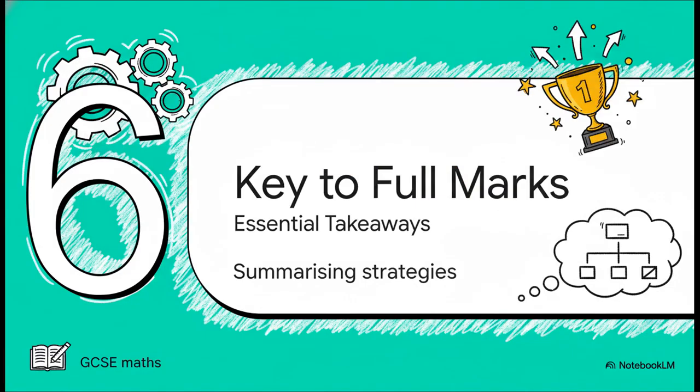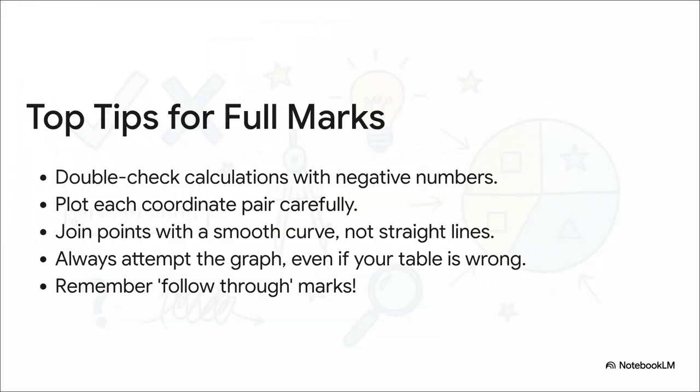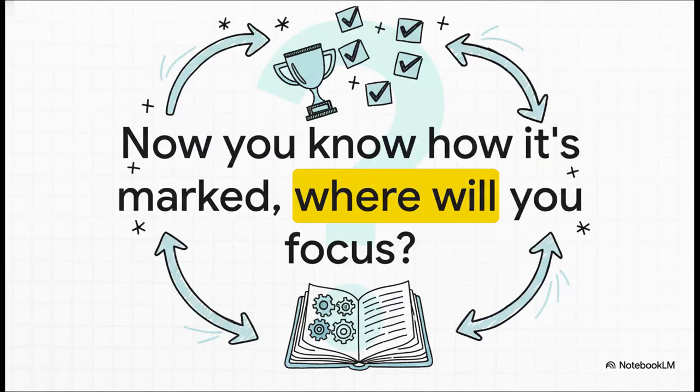Right, we've taken the question apart, we've decoded the mark scheme. Let's quickly summarize the essential strategies to make sure you absolutely nail this type of question every single time. Okay. Number 1, double, even triple check your calculations with negative numbers. It's the biggest pitfall. 2, plot each coordinate pair from your table really carefully. 3, join the dots with a smooth curve, not ruler lines. And maybe the most important one of all, always attempt the graph even if you have a bad feeling about your table. Remember the awesome power of follow-through marks. And that is how you secure all 4 marks.